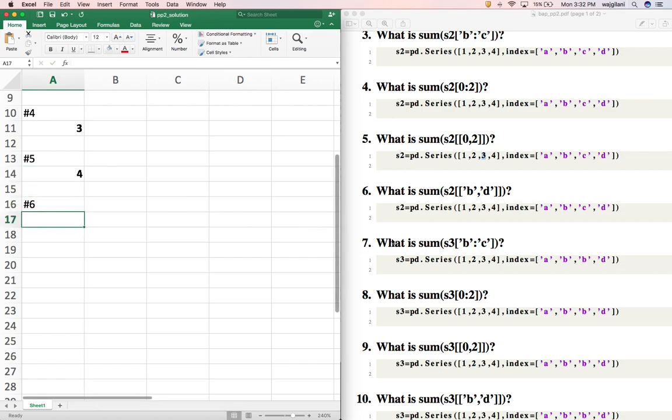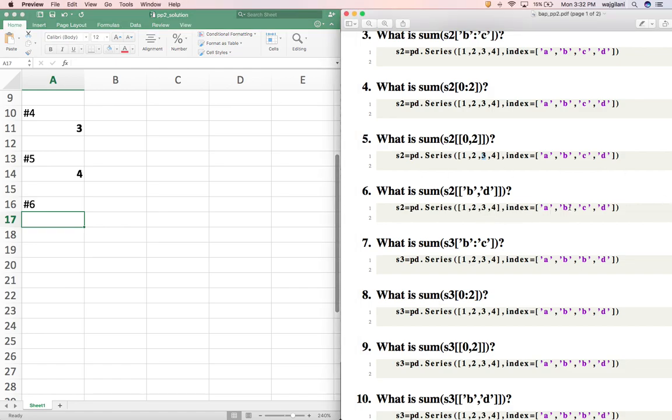Number 6, guys. Okay, excellent. Again, same series as 3, 4, and 5. But now I'm using the comma bracket comma slicing again, but now I'm using the index. No problem, same concept. So now I'm choosing the values by the index. I'm choosing the B value, whatever is associated with the B index. In this case, that'll be 2. And I'm choosing also what is associated with the D, and that will be 4. So I will come up with a subset of the numbers 2 and 4. I'm taking the summation of them, and the answer is going to be 6.